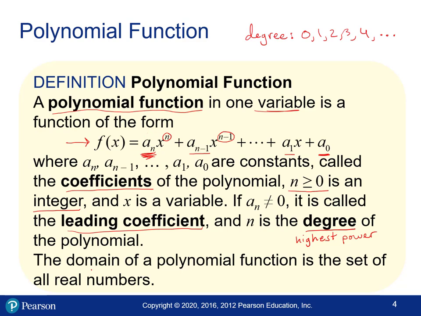And then the last thing to mention is that for a polynomial function, you can plug in any real number, and that's your domain, because when you do that, you will get real numbers out of the function. So any real number you plug in will produce a real number.